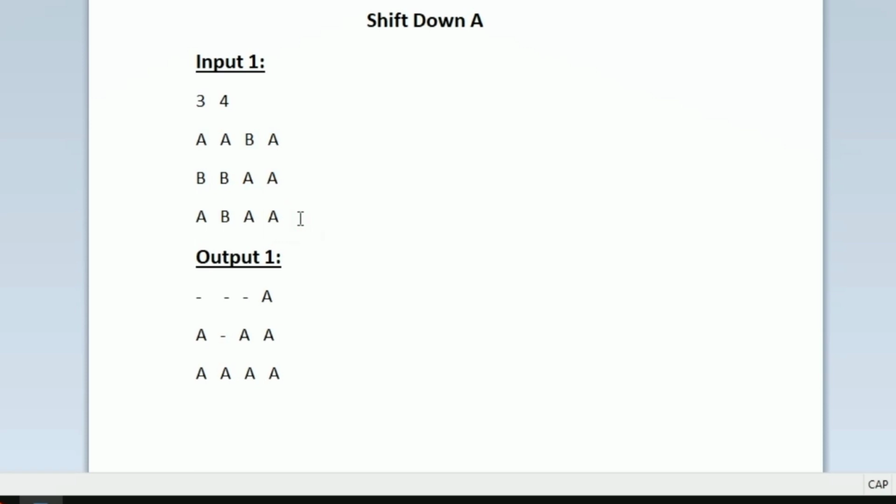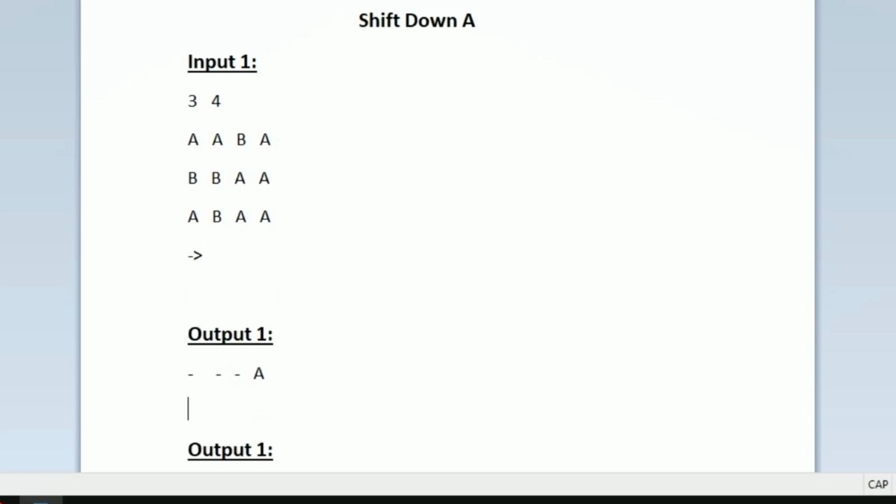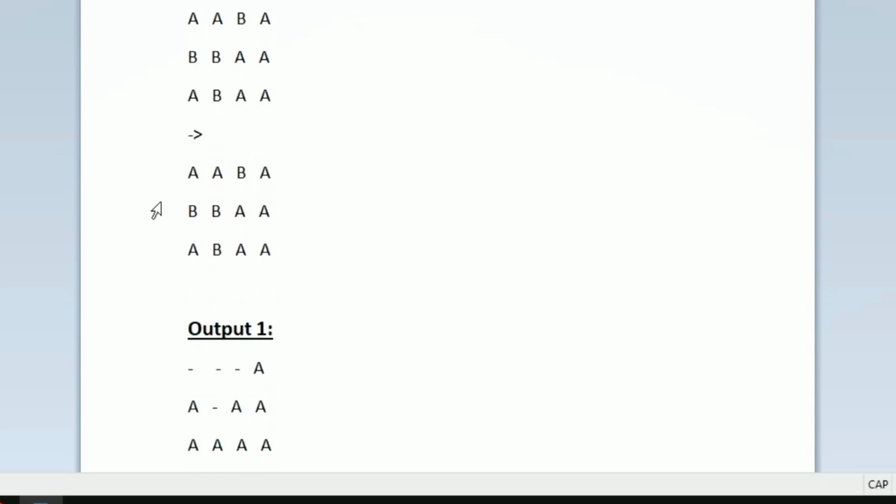It is given in the question that the character matrix will always contain either A or B. So it won't contain any other character. In every column of the matrix, our task is to move all the occurrences of A towards down and move all the occurrences of B towards up and replace the characters B with hyphen. So first let us copy the given original matrix and let us make the changes over here.